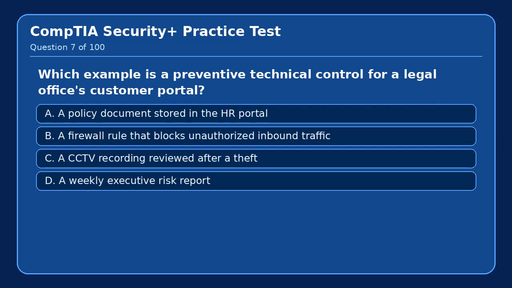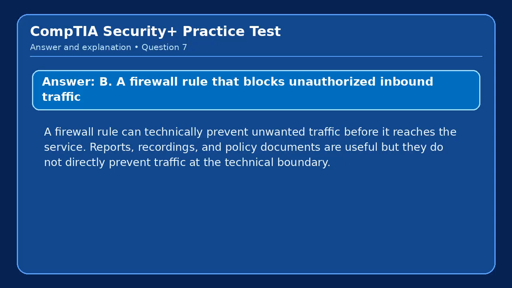Take a moment to choose your answer. The answer is B. A firewall rule that blocks unauthorized inbound traffic. A firewall rule can technically prevent unwanted traffic before it reaches the service. Reports, recordings, and policy documents are useful, but they do not directly prevent traffic at the technical boundary.